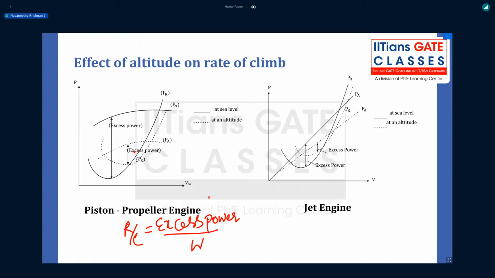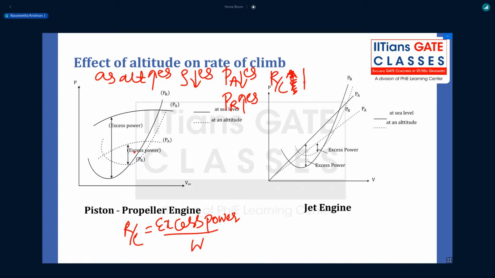So since excess power decreases, rate of climb decreases. As altitude increases, rate of climb decreases. The effect of altitude on rate of climb is: as altitude increases, density decreases, thereby power available decreases, power required increases, thereby rate of climb decreases.